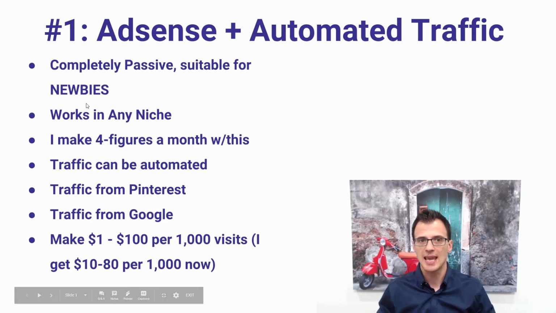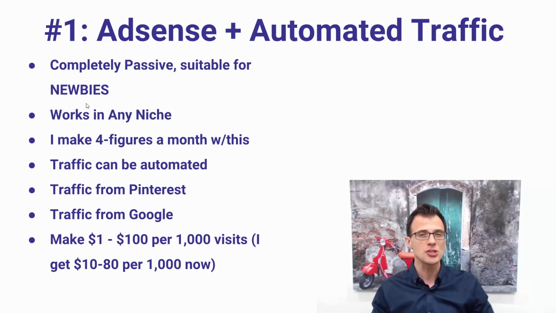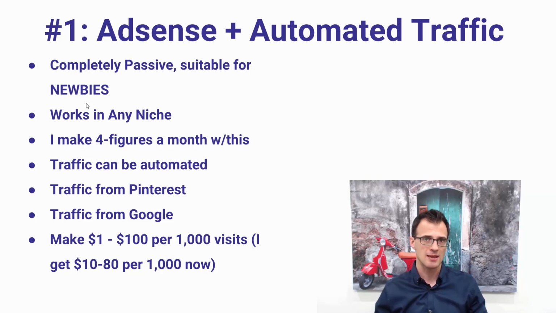You can do this in any niche. I've got AdSense blogs in 3 different niches at the moment. And you can literally do this in any niche because AdSense will show ads in any niche that you possibly can think of. I currently make approximately 4 figures a month with AdSense, so it can be very profitable. It is scalable as well, and traffic can be automated. You can actually get automated traffic from Pinterest to your posts. You can get automated traffic from Google via search.